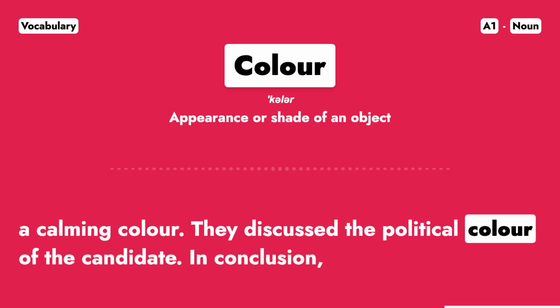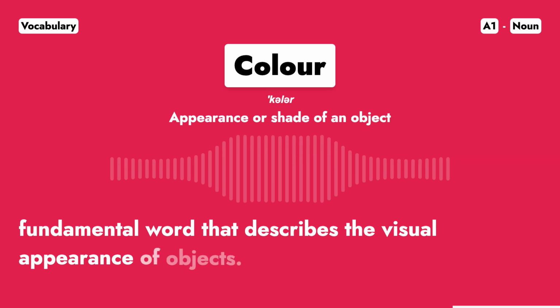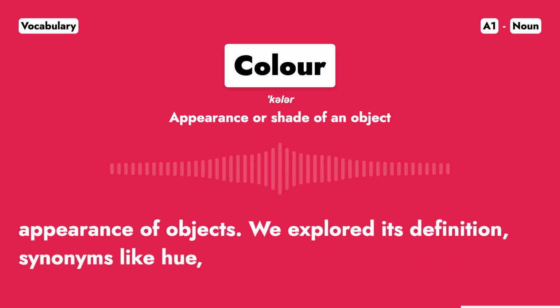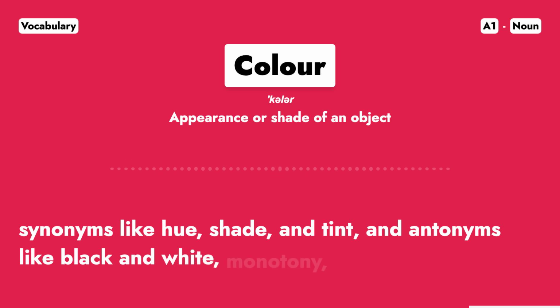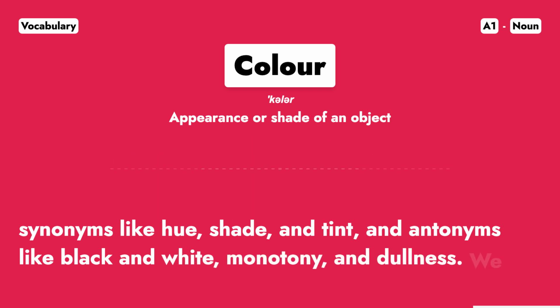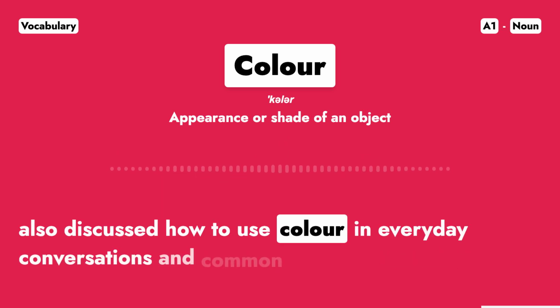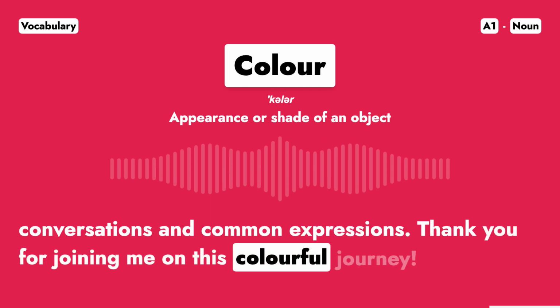In conclusion, color is a fundamental word that describes the visual appearance of objects. We explored its definition, synonyms like hue, shade, and tint, and antonyms like black and white, monotony, and dullness. We also discussed how to use color in everyday conversations and common expressions. Thank you for joining me on this colorful journey.